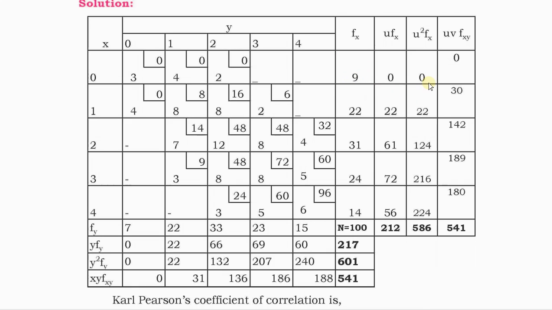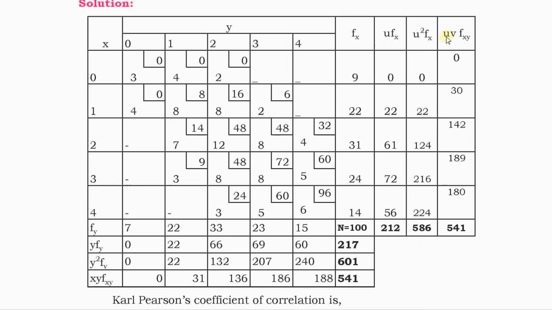So 0 square into 9 is 0. 1 square into 22 is 22. 2 square is 4, so 4 into 31 is 124. Next, 3 square is 9. 9 into 24 is 216. And 4 square is 16. 16 into 14 is 224. So the total here is 586.